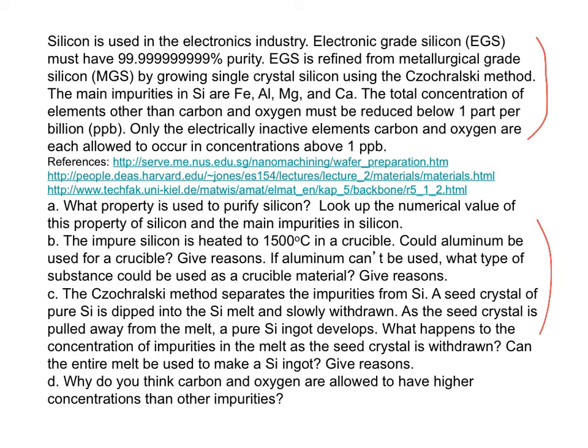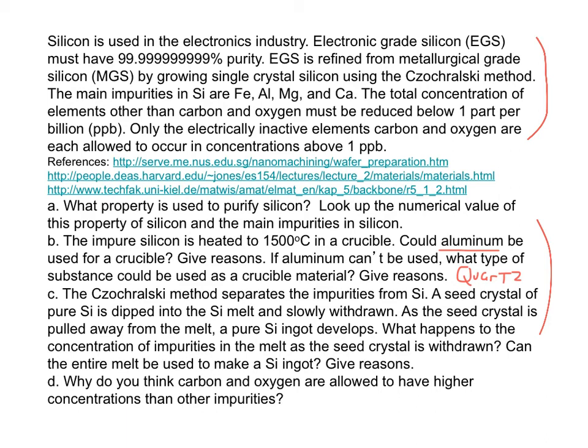Silicon has a melting point of 1414 degrees Celsius, iron 1538 degrees Celsius, aluminum 660 degrees Celsius, magnesium 650 degrees Celsius, and calcium 842 degrees Celsius. Aluminum could not be used in a crucible because its melting point is only 660 degrees Celsius. It would melt. Quartz is usually used as a crucible. The melting point of quartz is 1700 degrees Celsius.